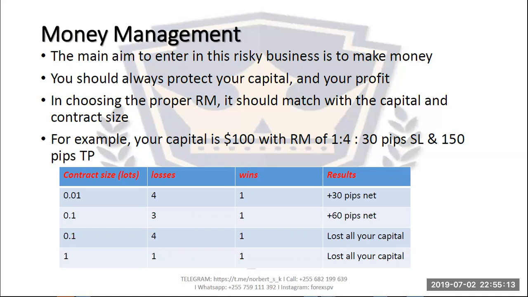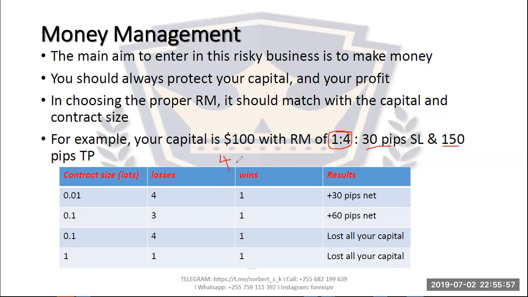So let's take an example here. You have a $100 account and your risk management is 1:4. So that means in 5 trades, if you lose 4, you win 1, then you'll be in profit. This is 1:4. So suppose now your SL is 30 pips, your TP is 150 pips. Suppose you lose the first 4 trades. So you enter the first trade, it's a loss, the second, the third, the fourth, and the fifth now is going into profit.